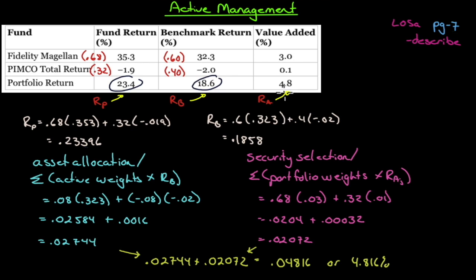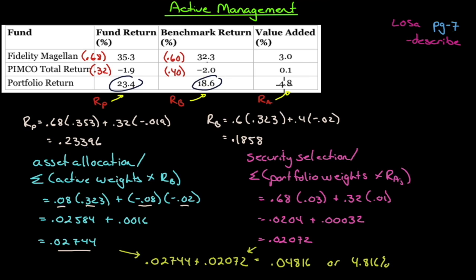Well, how much of the 4.8% can we attribute to asset allocation? Well, you'll remember for asset allocation, we're going to take the active weight times the return on the benchmark. So the active weight for the first asset class is positive. We're overweight, so it's 0.08 times the 0.2323. And where are we here? From 0.4 down to 0.32, we're underweight, so we have a negative 0.08 times the return on the benchmark 0.02. Multiply it out, 2.744% of our 4.8 came from asset allocation.